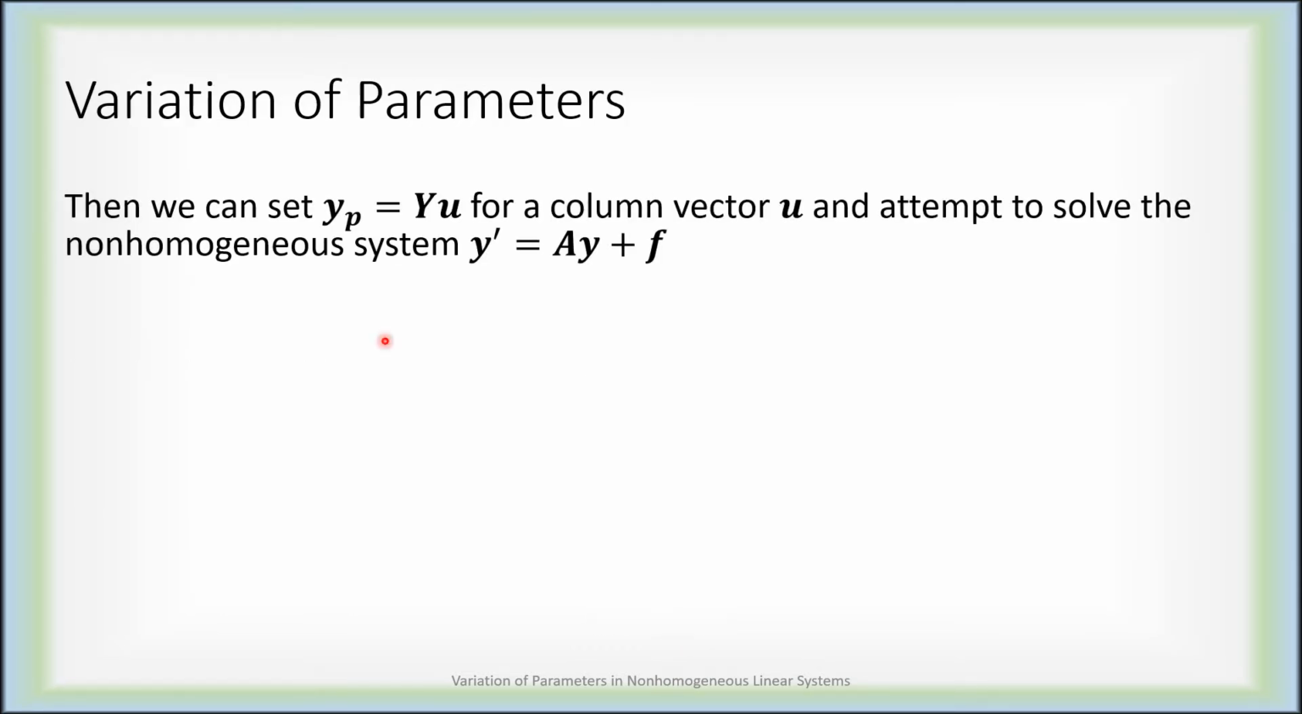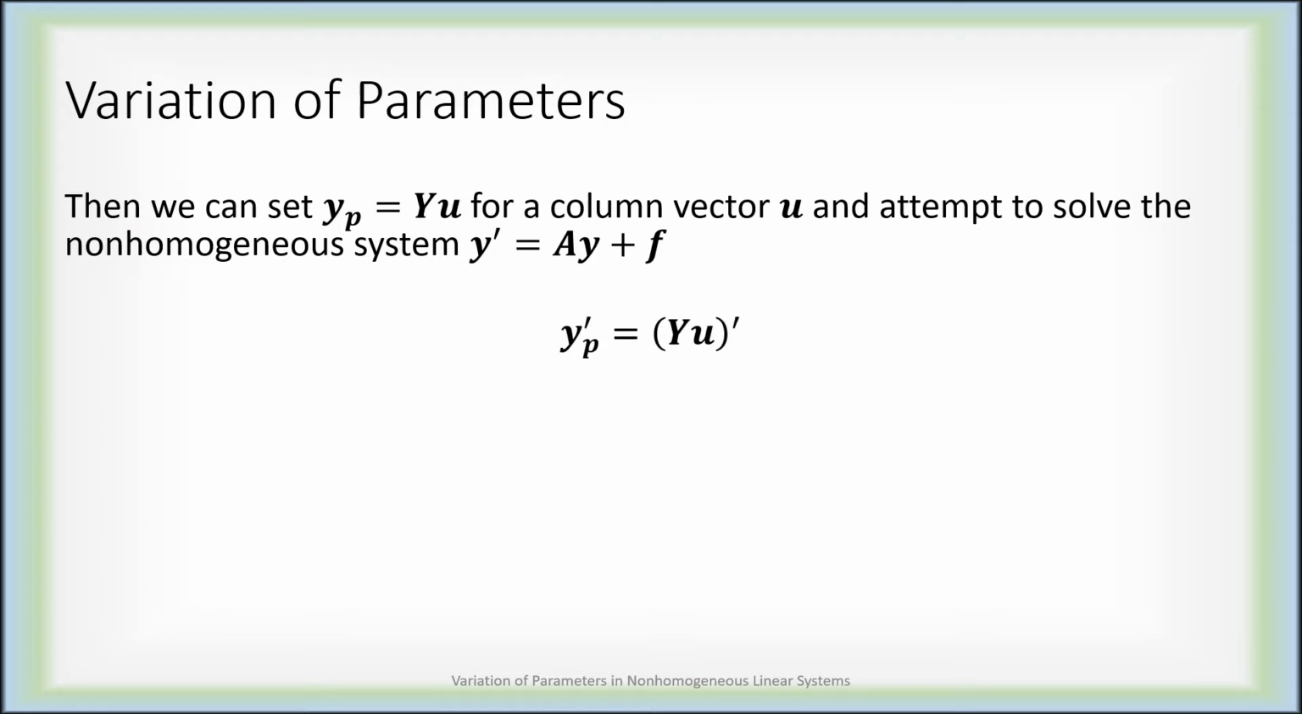So let's go ahead and set our particular solution yp to be that fundamental matrix Y times an unknown column u. Then we need to see what has to happen for yp prime to equal Ayp plus f. Note that dimension-wise, the product now makes sense. The fundamental matrix is n by n, and this is an n by 1 column of functions u1 through un. So we can multiply these together, but we want to see what has to be true about u for yp to actually solve the differential equation.